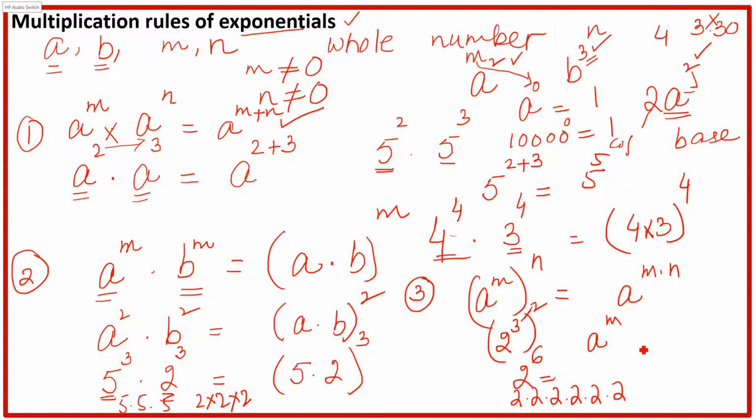a exponent m, whole exponent n, equal to a, this power 3 multiplied by 2. But here I will write it down one more time so it will be more clear. This is the third rule. If you have the exponent and then a whole exponent, sorry, this is n, how will you solve it? a, and then you have to multiply these two exponents, and this dot means multiplication.